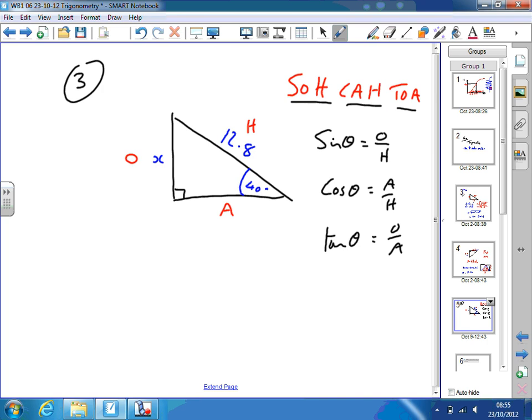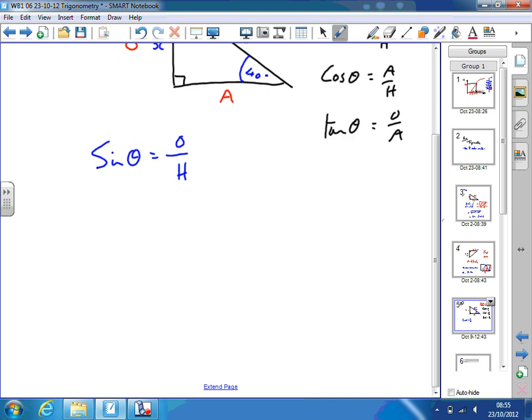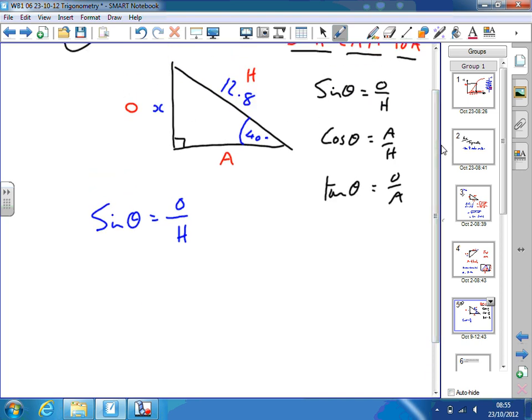So I know that this triangle is associated with the sine, the opposite over the hypotenuse, because I'm after x, the opposite of x. I know the hypotenuse, so therefore it's to do with the opposite and the hypotenuse, so it's to do with the sine. So sine theta is opposite over hypotenuse. As is always the case in these questions, if I'm after the opposite, I just multiply both sides by h, so opposite equals the hypotenuse times the sine of the angle. That I remember.